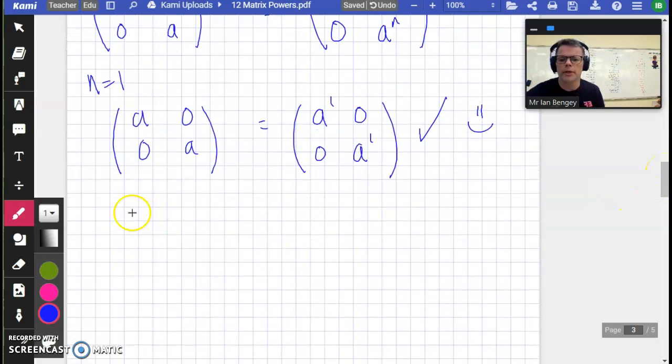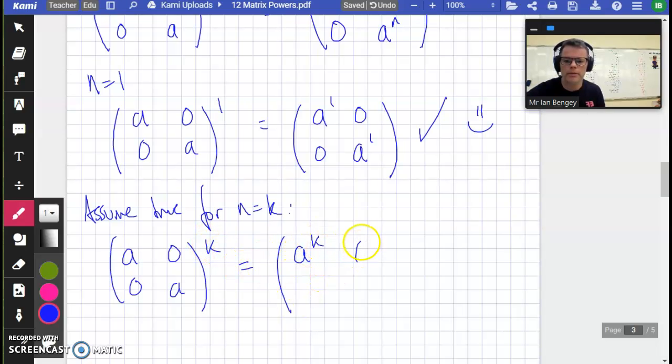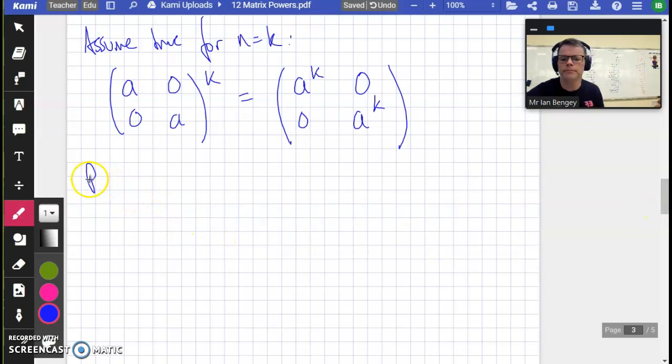We're going to assume it's true now for n is k. Assume true for n is k. This is how our proof by induction works. So this is an assumption that, apologies, I didn't put my power 1 there, did I? A bit naughty. So [a, 0; 0, a] to the power k is equal to [a^k, 0; 0, a^k]. That's a presumption it's true. And then we've got to prove it's true for n equals k plus 1.